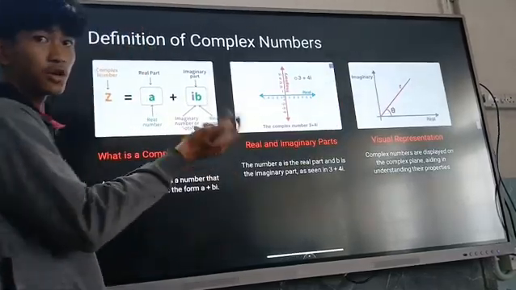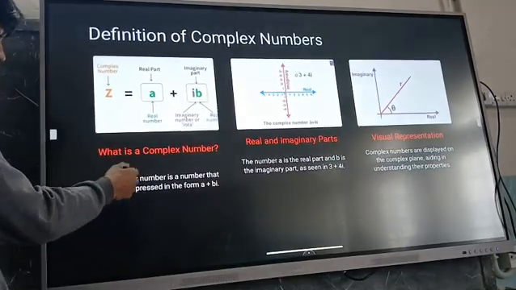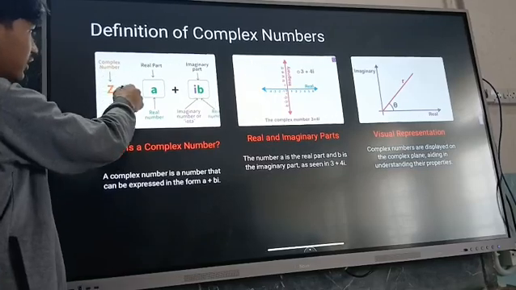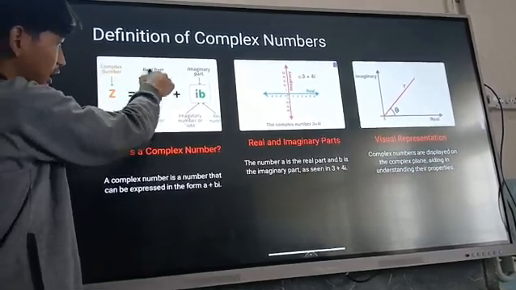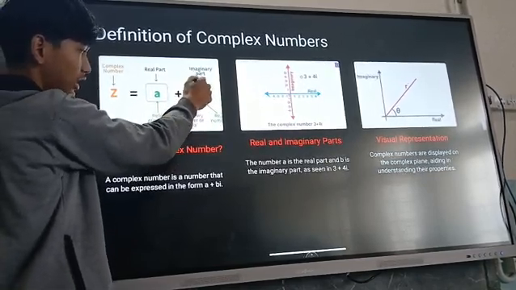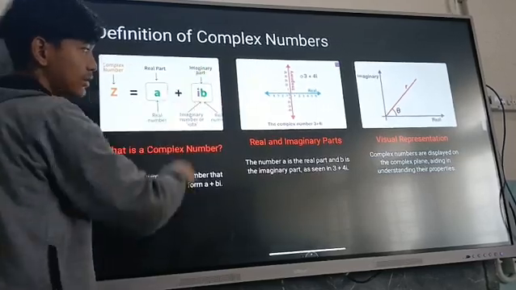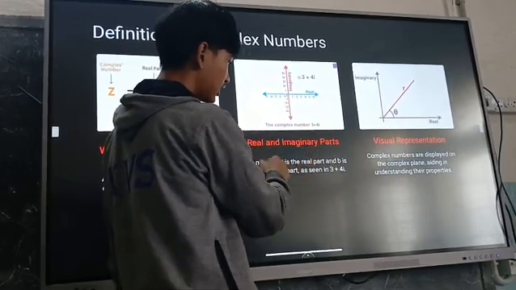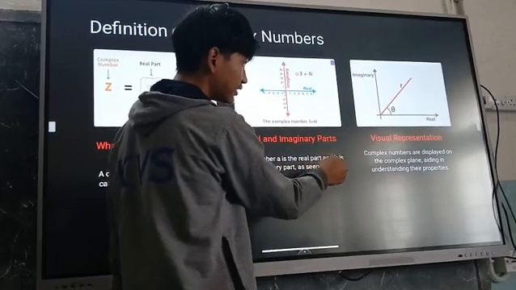So, what is a complex number? The definition of complex numbers. A complex number is a number that can be expressed in the form a plus bi, like z equals a plus ib, where z is the complex number, a is the real part, and ib is the imaginary part. i is called iota, and b is a real number. So there are two parts, real and imaginary. The number a is the real part and b is the imaginary part, as seen in 3 plus 4i.